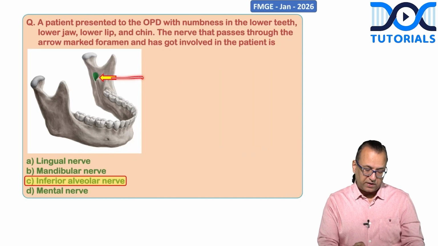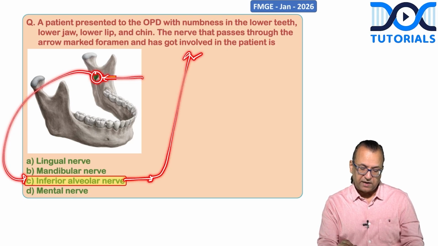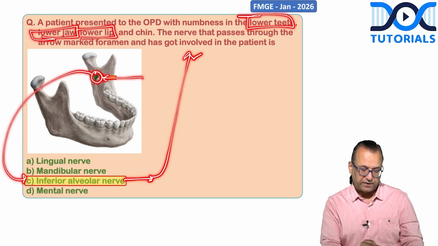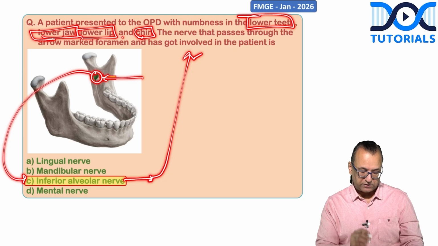Obviously, if they are asking about this foramen, my answer is the inferior alveolar nerve, supplying whatever area they have mentioned, like lower teeth, lower jaw, lower lip, and the chin it is supplying by the mental nerve. So that is the answer.